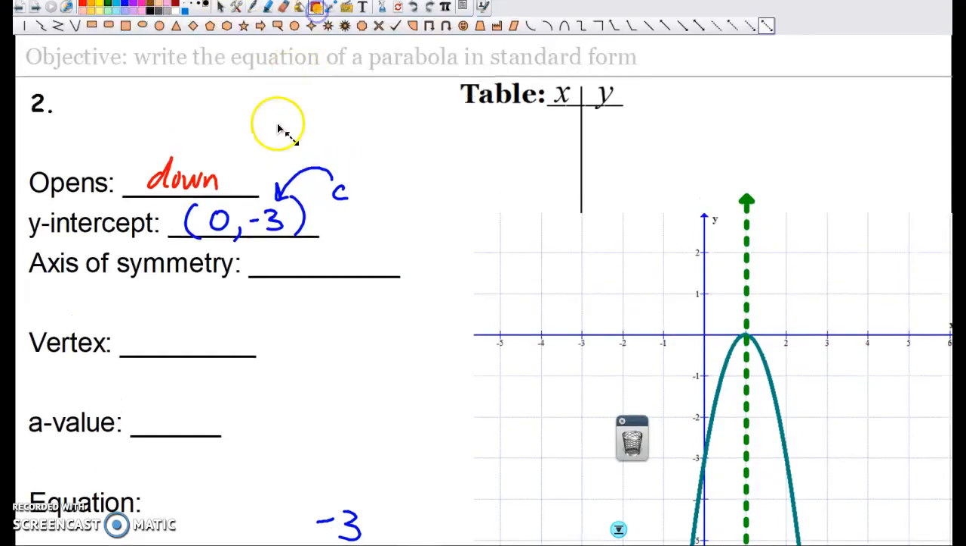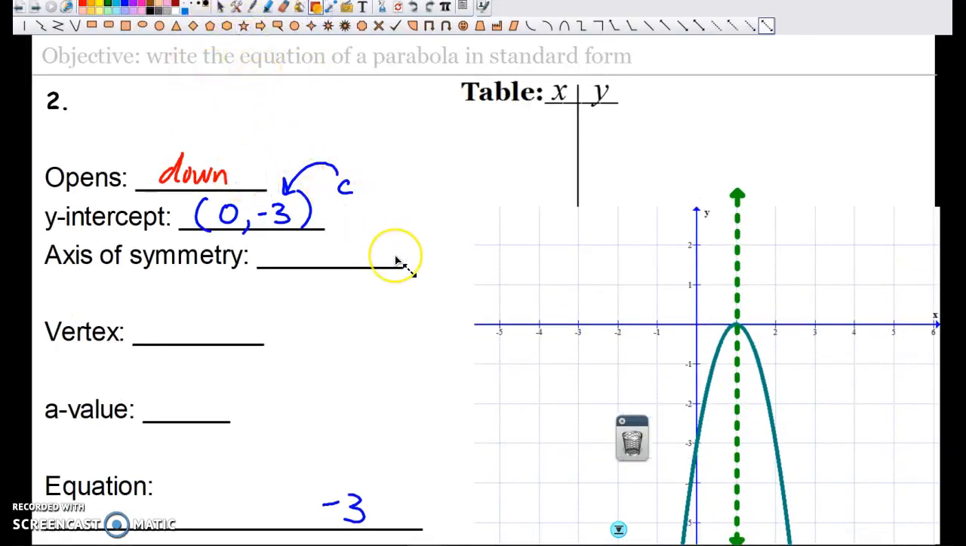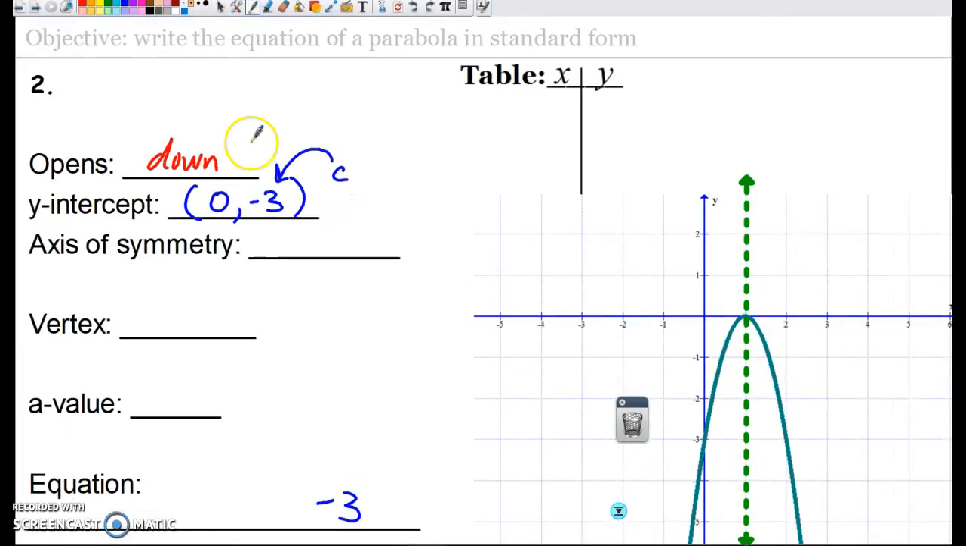Let's talk about the axis of symmetry. Well, the axis of symmetry should pass through the vertex, which is right over here. Okay, so you can see that it's passing up and down through the vertex at 1. So my axis of symmetry is x equals 1. To find the vertex, I can look at the picture and see visually where it is. It's 1 and then 0 right here. 1 on the x and 0 on the y. That's my vertex, 1, 0.